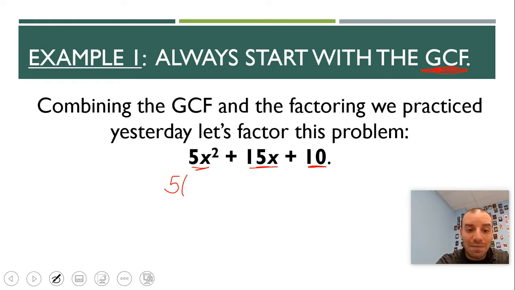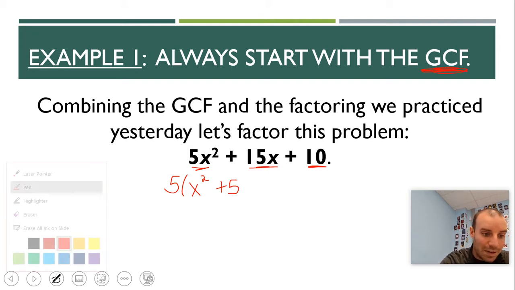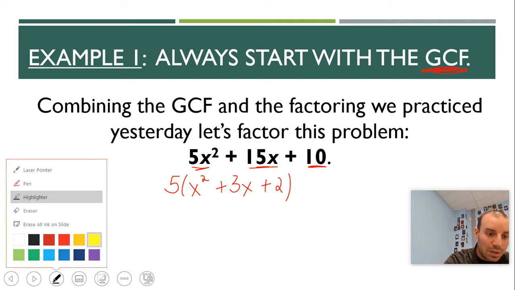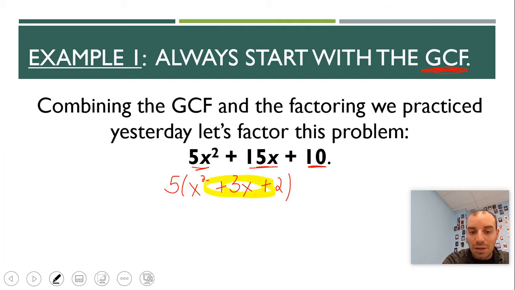If I take 5 out of 5x squared, I'm just left with x squared. Take a 5 out of 15x, and you're left with 3x, sorry, not 5x. And take a 5 out of 10, you're left with 2. Now if we look at this part in here, it looks exactly like what we saw in the last lesson, where we have x squared plus 3x plus 2.